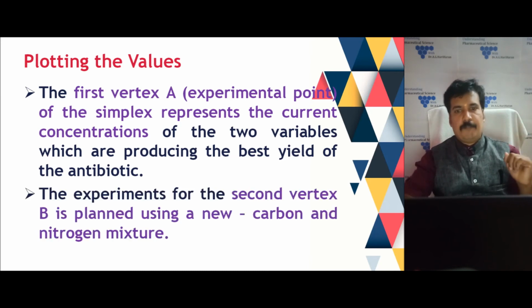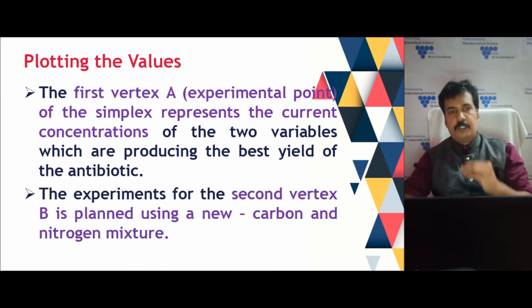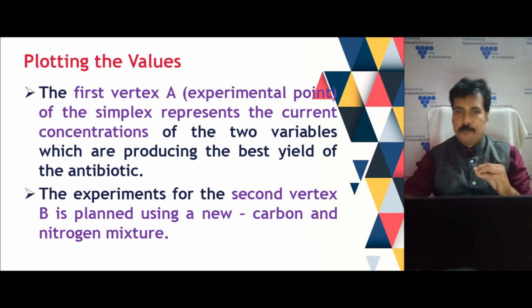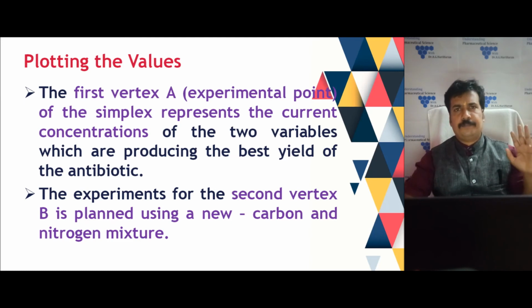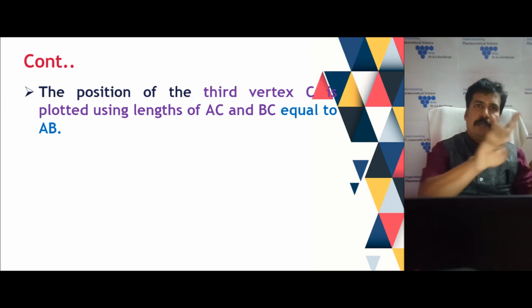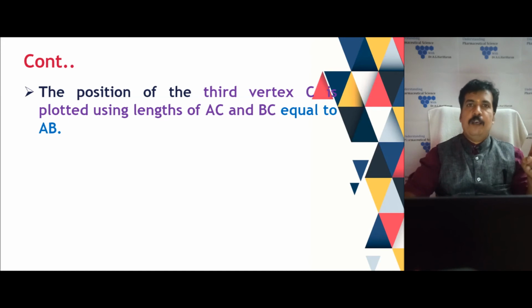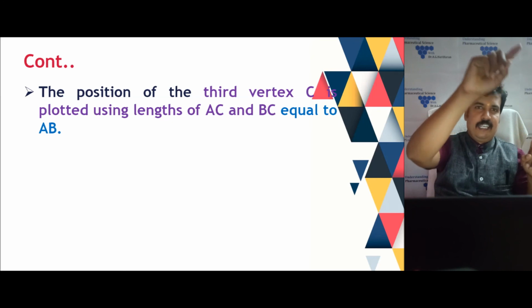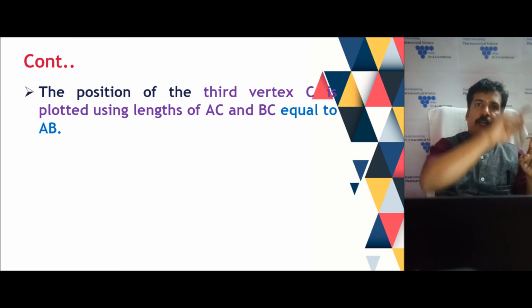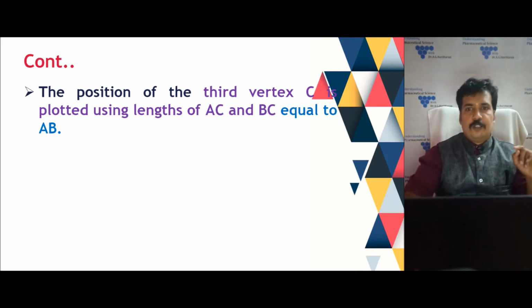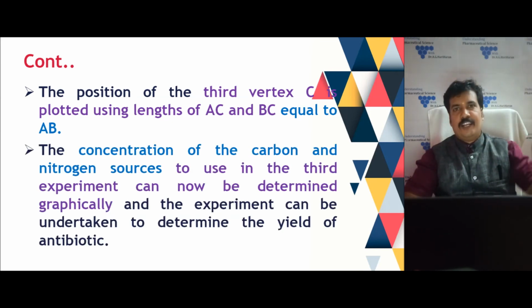Then similarly at point B, with the new carbon and nitrogen source, I will perform an experiment and calculate the product yield. So I have done it. Next, on the distance between A and B, another point is selected. It has an equal distance, another new point I have selected as C, which has an equal distance from A to C and B to C. So it produces an equilateral triangle.